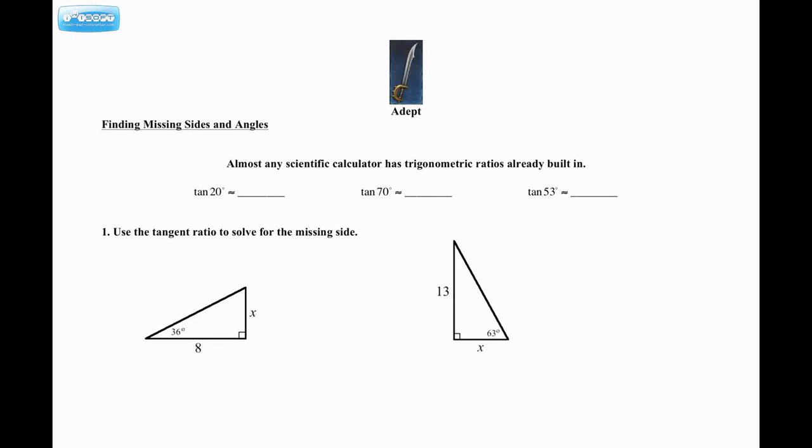Moving on to the Adept level. Finding missing sides and angles. So here's where we're actually going to put the tangent ratio to use. And once you do a few examples, I think it'll be a little bit more clear.